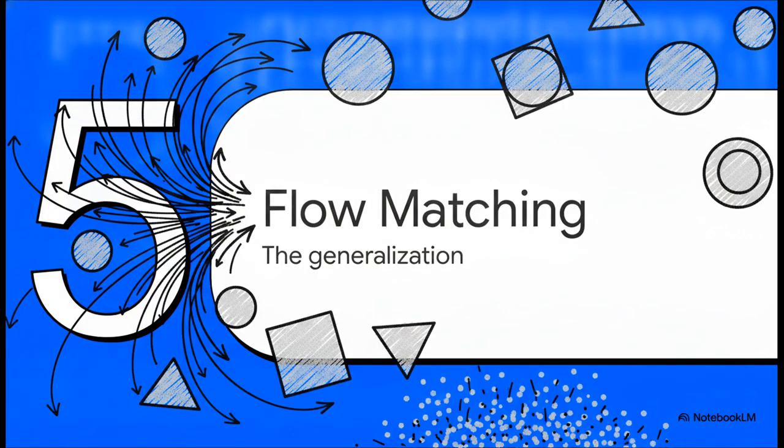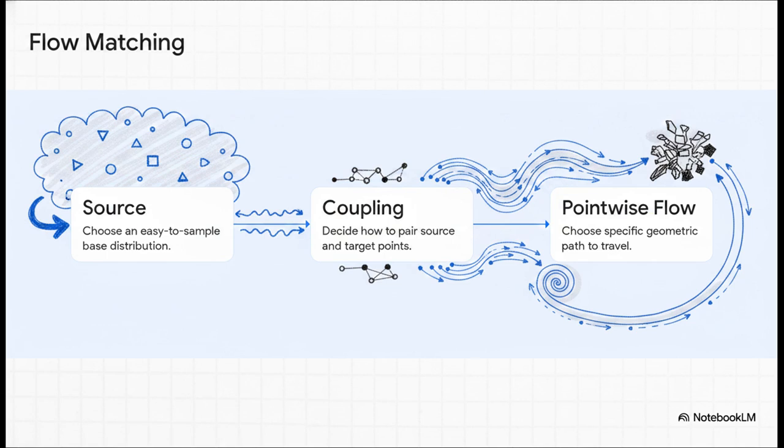Finally, we arrive at part 5, the flow matching generalization. Flow matching takes everything we've just learned and generalizes it into a brilliantly simple 3-step recipe for generation. First, you pick an easy-to-sample base distribution, usually Gaussian noise. Second, you choose a coupling, which is just a fancy way of saying you decide how a specific point in your noise distribution connects to a specific point in your target data. And third, you choose an explicit pointwise flow. That is the specific geometric path a particle will take to get from point A to point B.